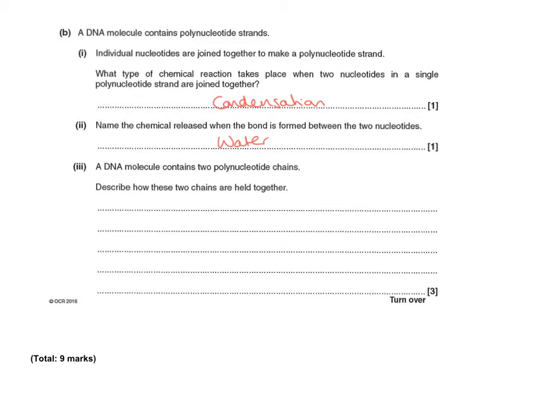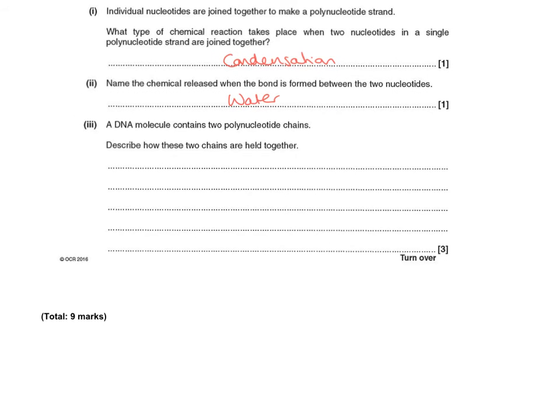Okay, and we actually looked at these questions a little bit in today's lesson. So we've got condensation reaction releasing water, and then a DNA molecule contains 2 polynucleotide chains. How are they held together? Just have a sort of visualize it there. You've got these 2 polynucleotide chains with our bases going across the middle. So those are going to be hydrogen bonds. But actually, this is your clue, polynucleotide.